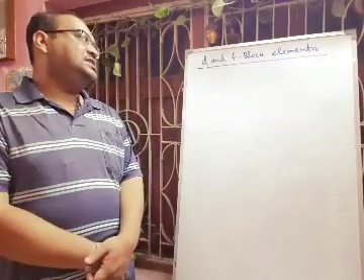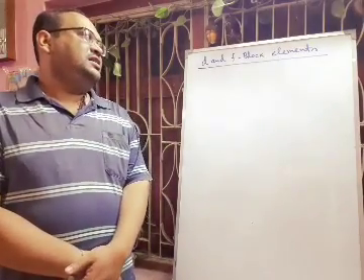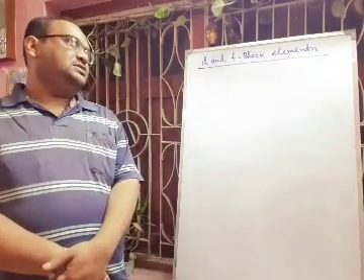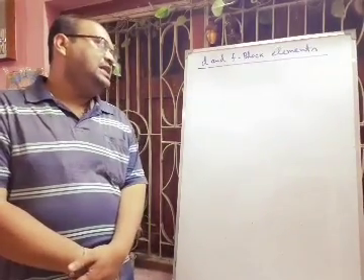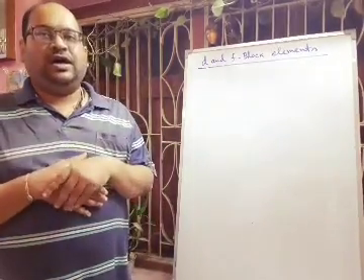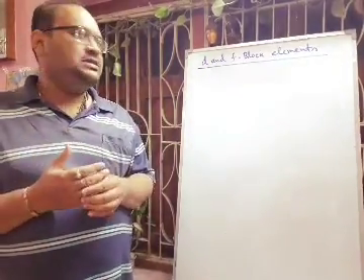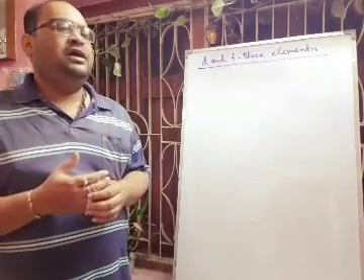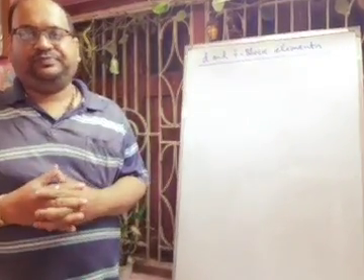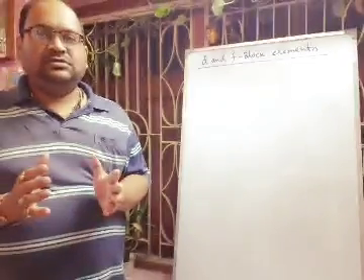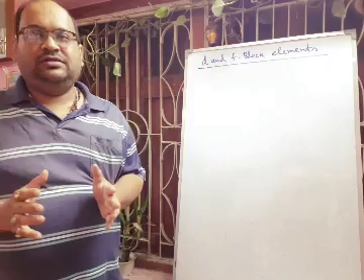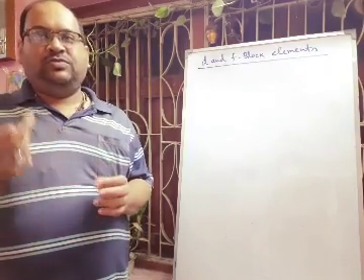Welcome to the chemistry class, and today I'll start a new chapter, that is d and f block elements, transition elements and inner transition elements. Okay, so all of you know there are 118 elements and they are divided into 4 blocks. One is s, p, d and f. And the last electron decides which block the element belongs to.